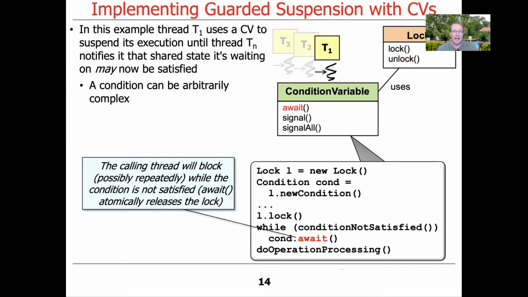So the calling thread, whoever's trying to get through the guarded suspension gatekeeper mechanism, if you will, will block, potentially repeatedly block, while the condition is not satisfied, and it'll have to wait. And the way it waits is it calls the await method on the condition. And the condition will then do two things atomically. It will release the lock and put the calling thread to sleep until it gets notified.